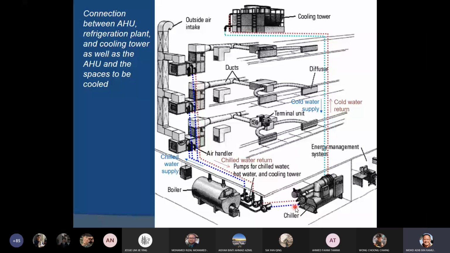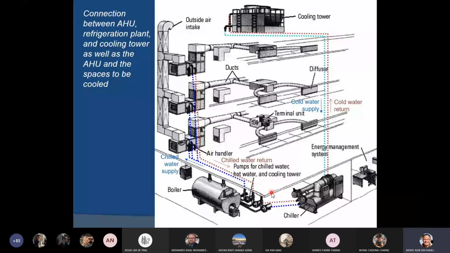Earlier you looked at some systems, especially overseas, that have a boiler, or maybe in Malaysia also, certain kinds of buildings have a boiler. But for this subject, you only need to learn the refrigeration system.